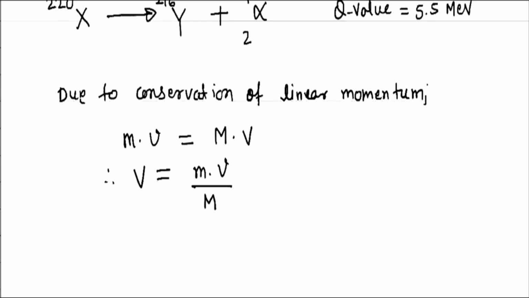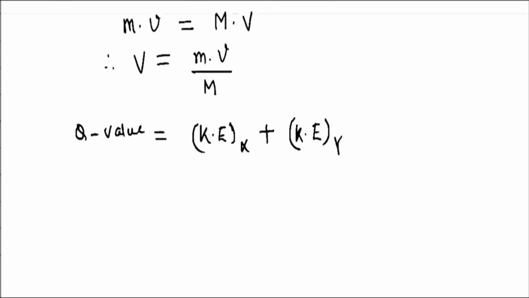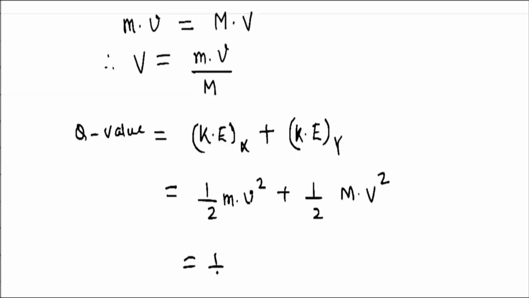Now the Q value can be given as the kinetic energy of the alpha particle plus the kinetic energy of nucleus Y. So this equals half into small m into small v square plus half into capital M into capital V square, where V can be given as small m into v upon capital M, squared.